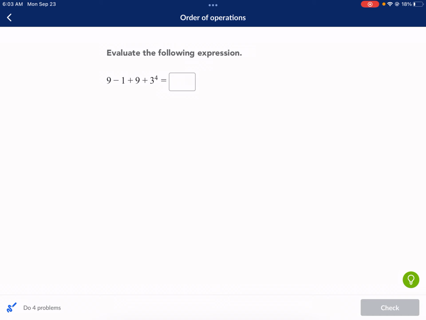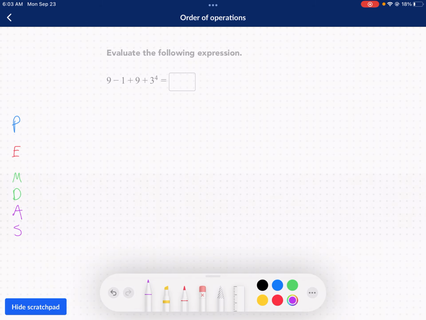So first off, we need to talk about the order of operations. As you can see here, I have PEMDAS, that's parentheses, exponents, multiplication, division, addition, subtraction. You'll notice that I wrote multiplication and division together in the same color, and the same thing for addition and subtraction. That's because one is not more important than the other. You don't always do multiplication before division, only when it appears first. So I just wanted to clarify that.